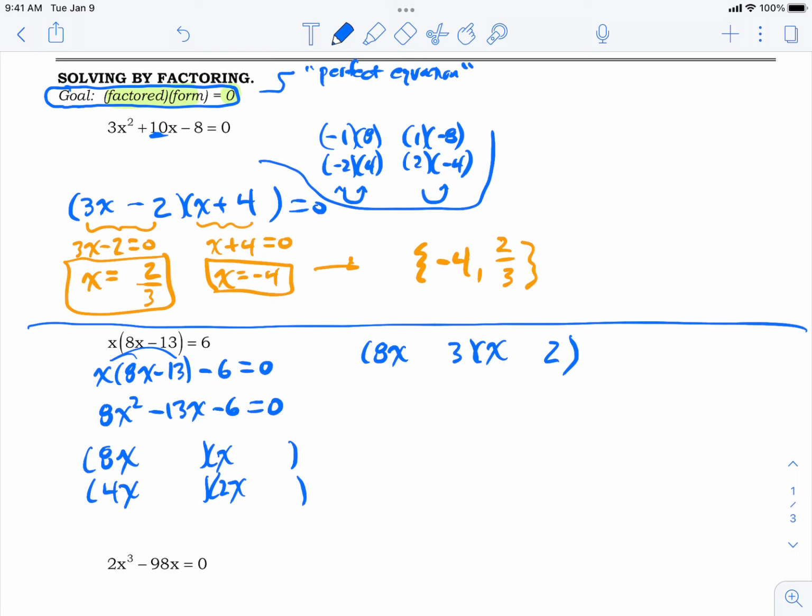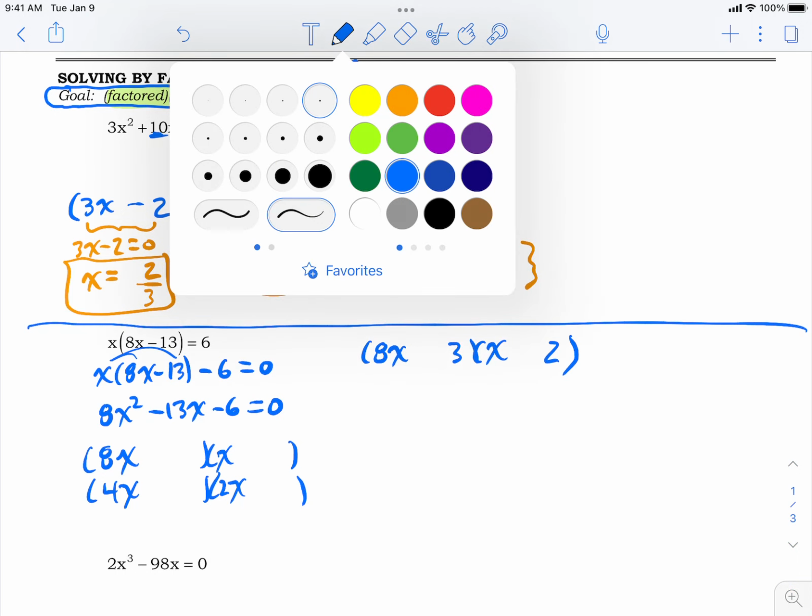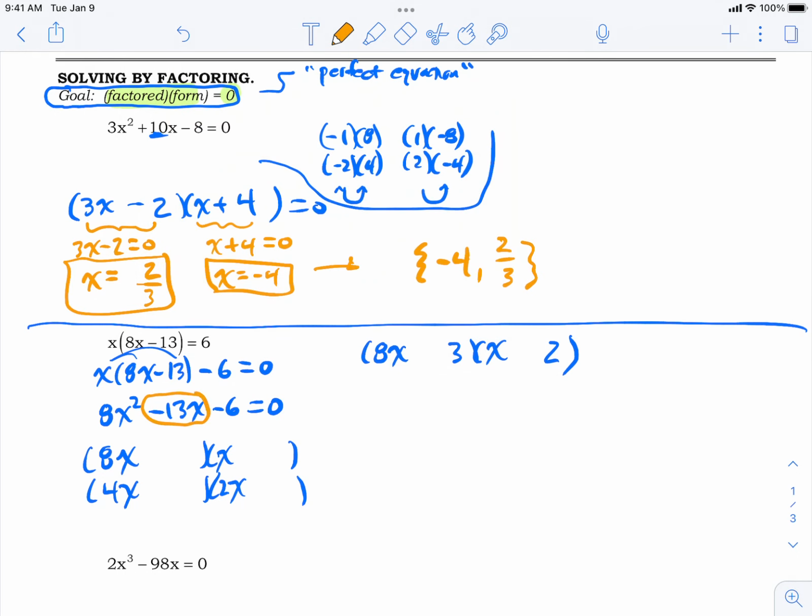Why? Remember, we're trying to get a negative 13x here in the middle, right? That's supposed to come from combining your outer and your inner products. Note the 8x times the 2 is going to give me a 16x. The 3 times the x is going to give me a 3x. Now, if I want a minus 13x, what I'm hoping is that I can do it this way: a negative 16x, which would make that a minus 2, and a plus 3x, which would make that a plus 3. And I just have to double check. Plus 3 times minus 2 is minus 6.